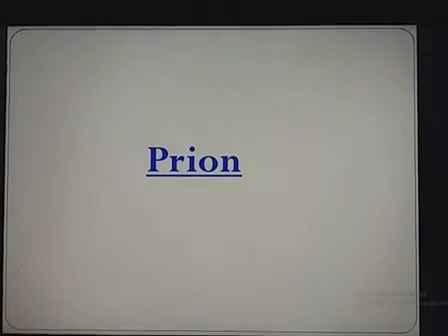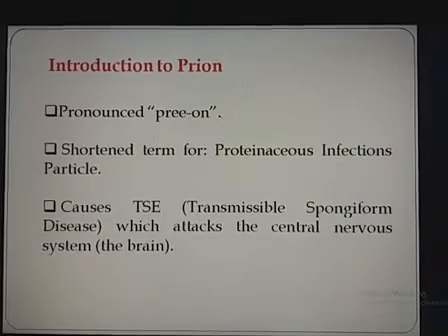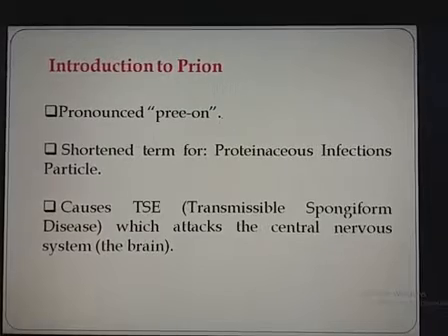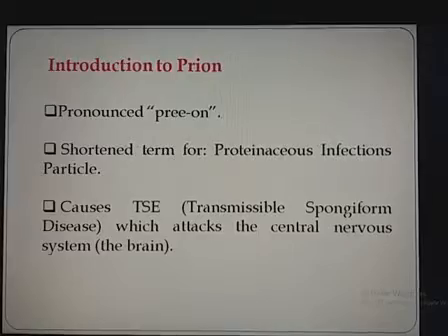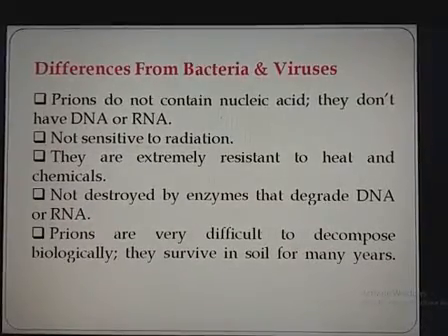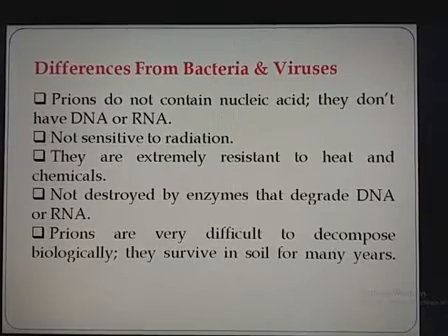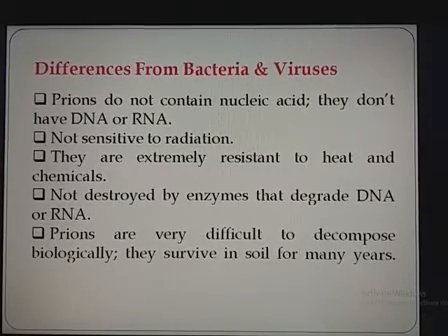Now let's go to the next infectious agent, which is known as the prion. Some introduction: prion is a shortened term for proteinaceous infectious particle. It causes a disease known as transmissible spongiform encephalopathy, which attacks the central nervous system or the brain. Now the differences from bacteria and viruses: prions do not contain any nucleic acid, rather they have a protein structure and they don't have any RNA or DNA.